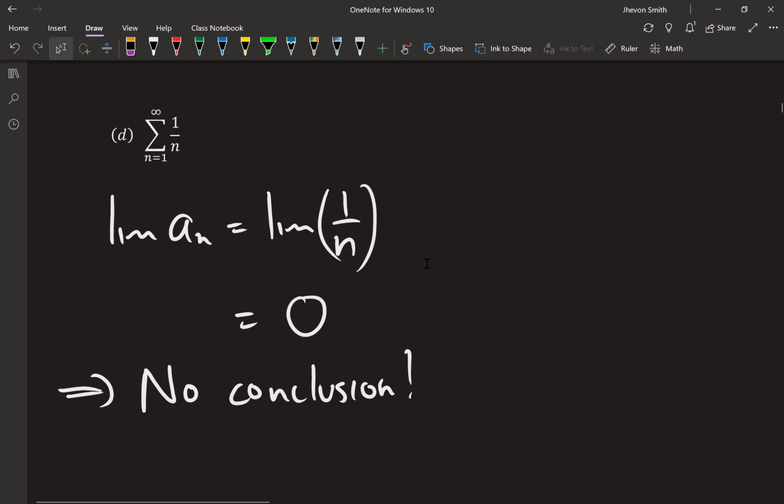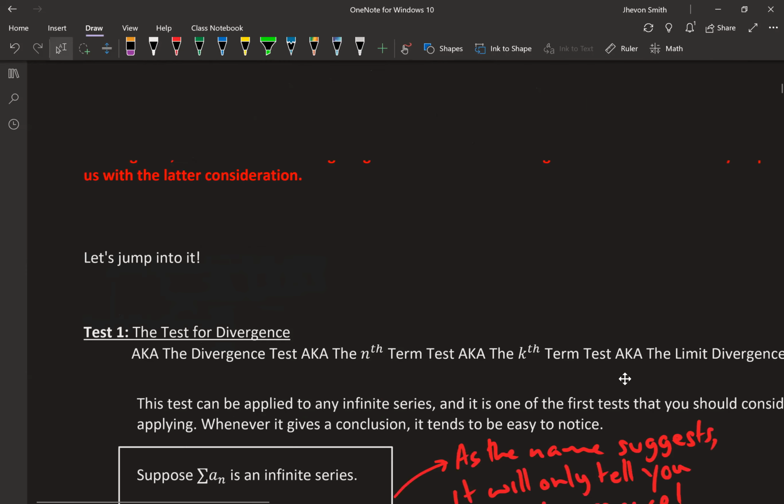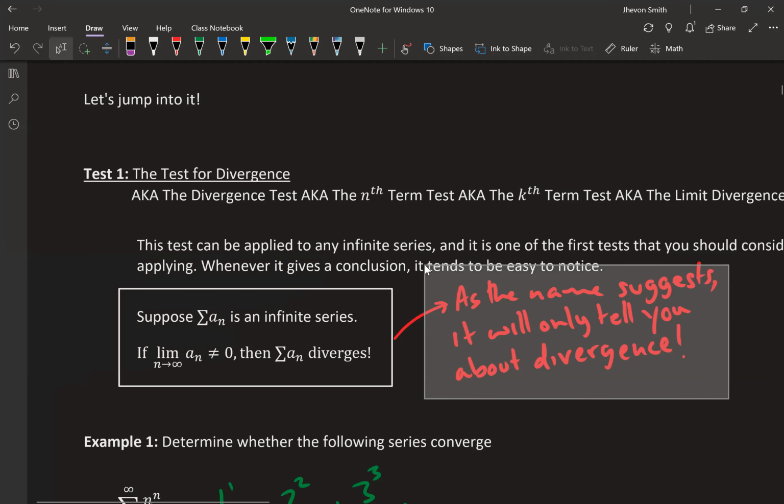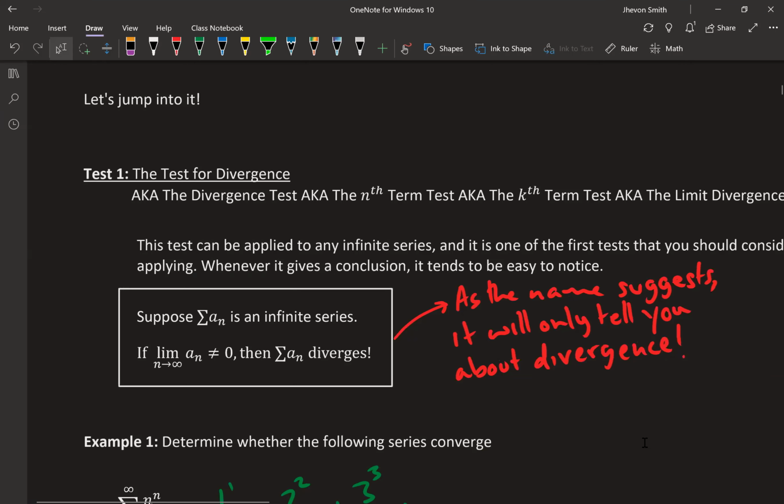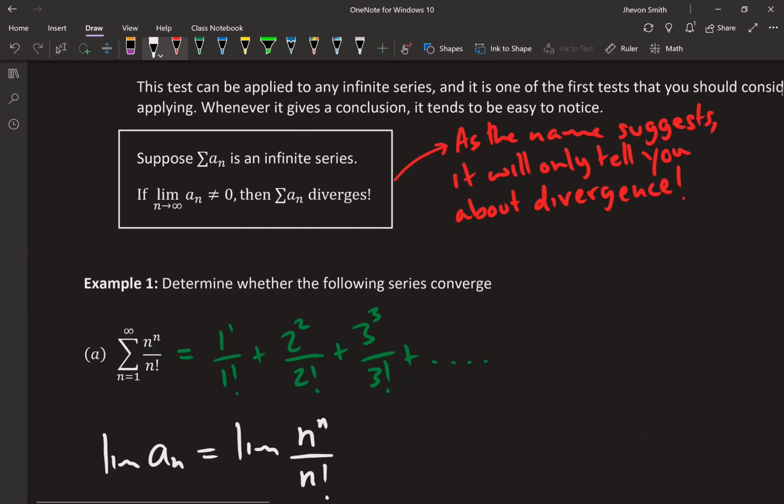Remember, the test for divergence only tells you about divergence. It cannot tell you about convergence. Let me make that clear: it cannot tell you about convergence at all.